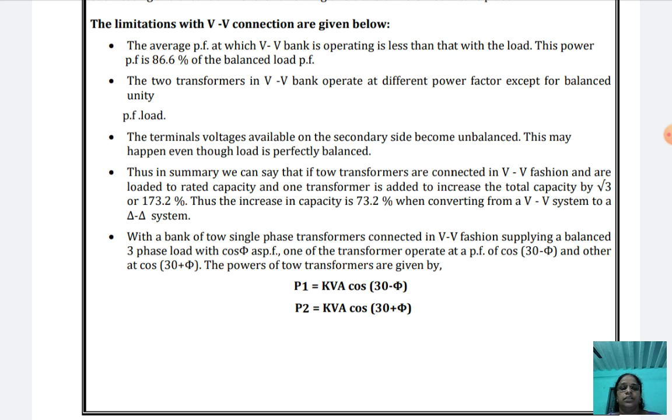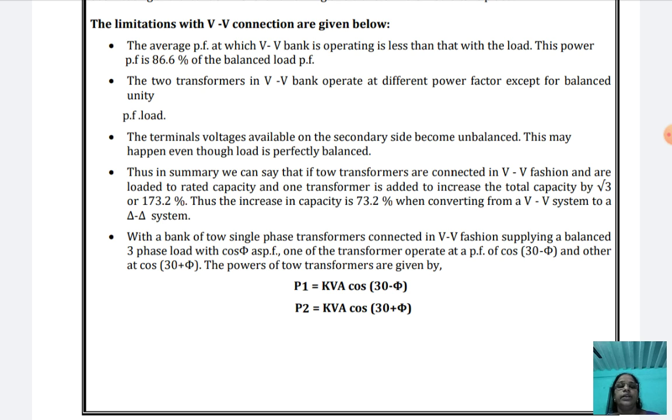Then how do we calculate the power? P1 is equal to KVA cos(30 degrees minus phi), and P2 is equal to KVA cos(30 degrees plus phi). This is the two wattmeter method. We have calculated the power in the VV connection.